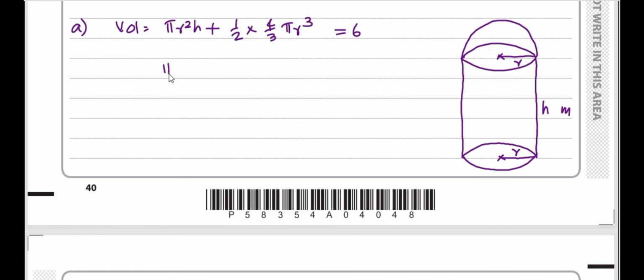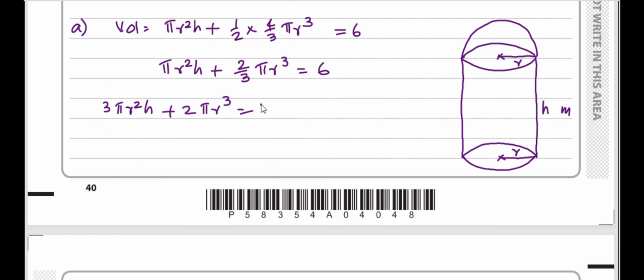Simplifying this, we get pi r squared h plus 2/3 pi r cubed equals 6. So let's multiply every term by 3 to get rid of the denominator 3. So it's 3 pi r squared h plus 2 pi r cubed equal to 18.